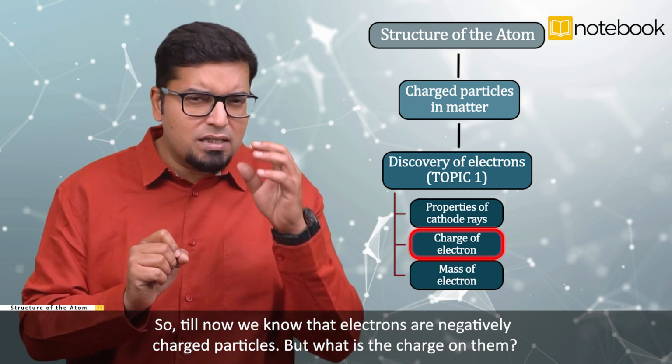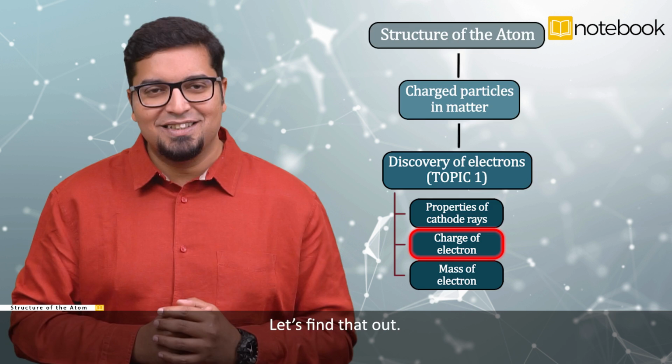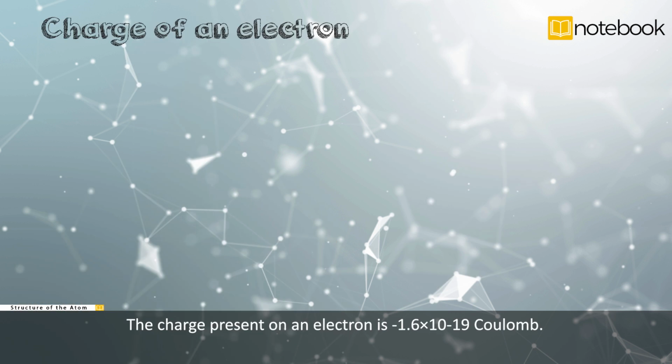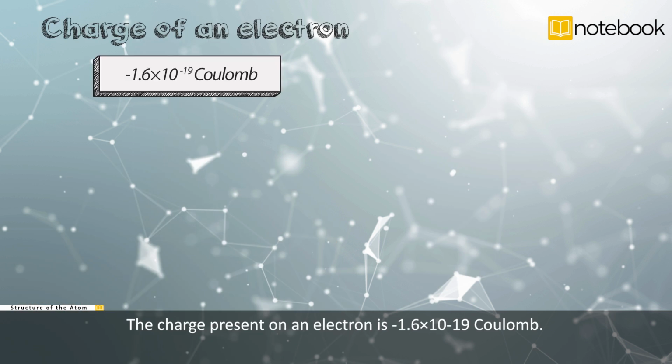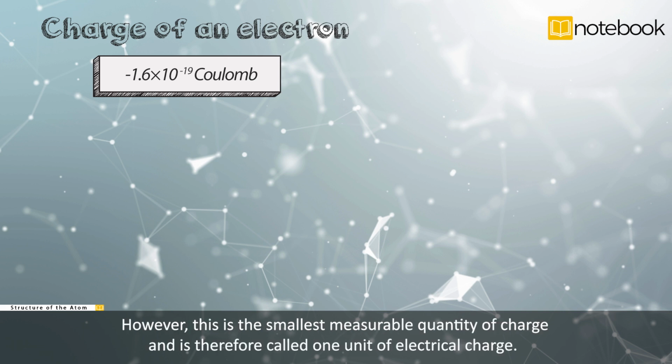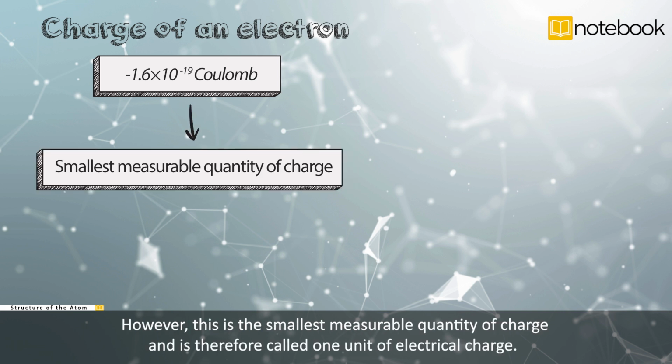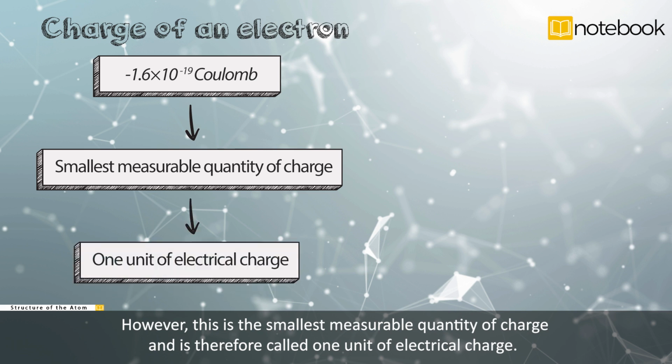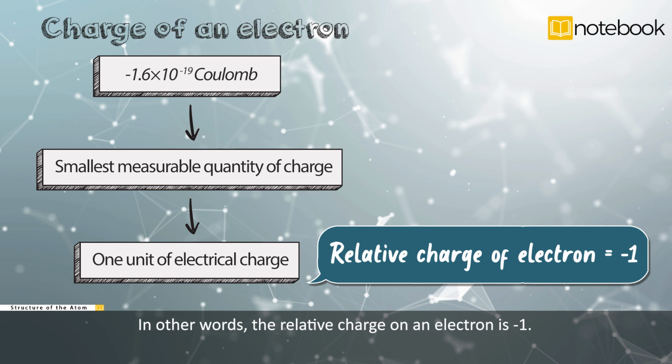But what is the charge on them? Let's find that out. The charge present on an electron is -1.6 into 10 to the power of -19 coulombs. However, this is the smallest measurable quantity of charge and is therefore called 1 unit of electrical charge. In other words, the relative charge on an electron is -1.